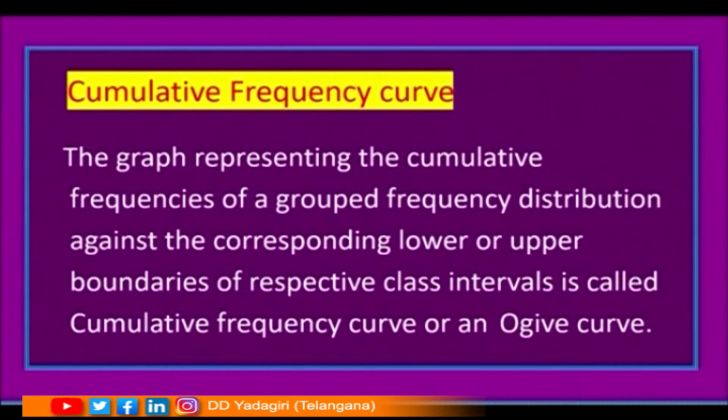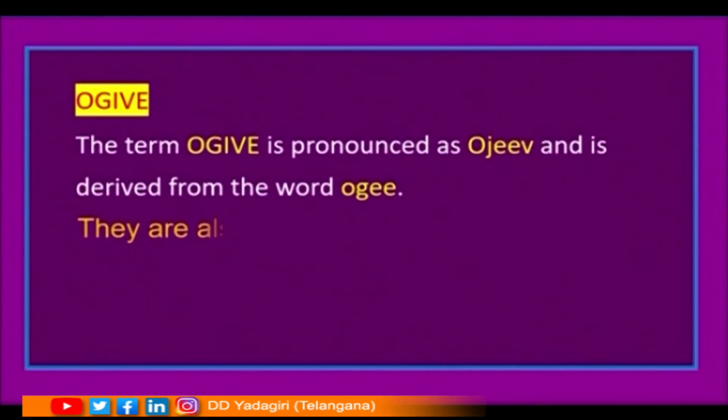The graph representing this is what is called a cumulative frequency curve. So how do you represent a cumulative frequency? We represent it using the curve called an Ogive. The term Ogive is pronounced O-J-E-E-V, and is derived from the word Og.